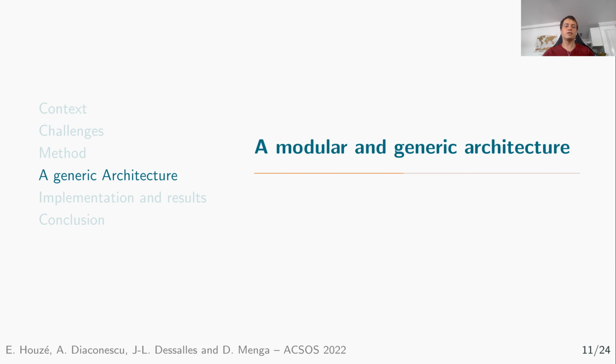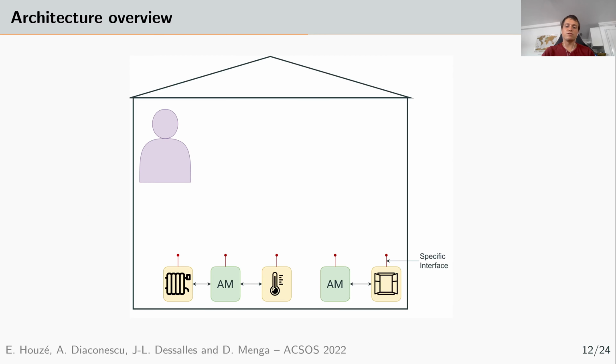Now that we have designed the generic reasoning process, we need an architecture to implement this. And for this architecture, we start with the existing system that is composed, as I've said, of different devices. These devices, in yellow, are managed by different autonomic managers, which are in green in this picture. And we see that each of them present a specific interface that can be used to observe each component.